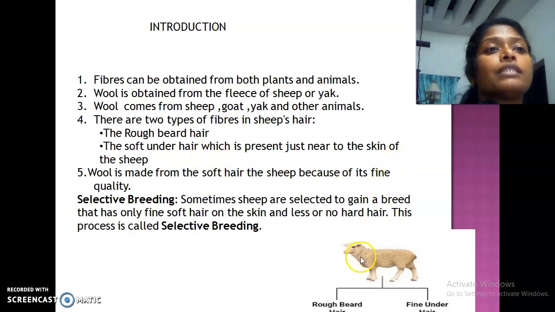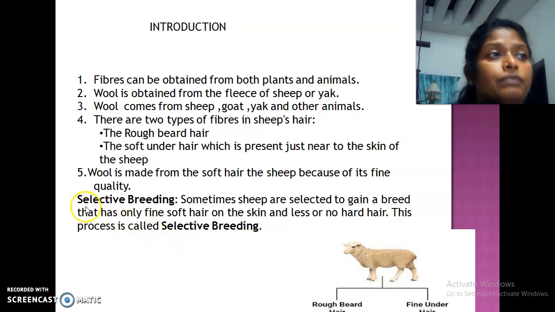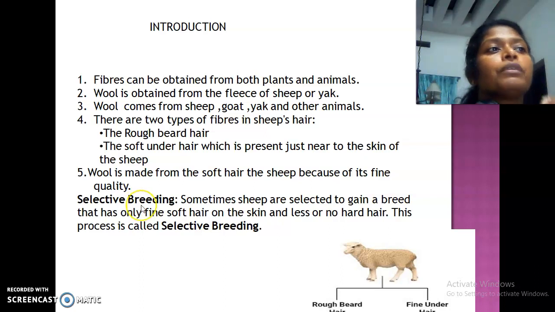Okay. So, you can see here the sheep picture is there and they have been classified into two types, rough beard hair and fine beard hair. Now this is a new term, selective breeding. Selective breeding is like the selection we do for many items, like song selection, dress selection, pen selection. Many selections are there. So here, to select a particular breed, you are selecting something because you know that it is more colorful or of more good quality.